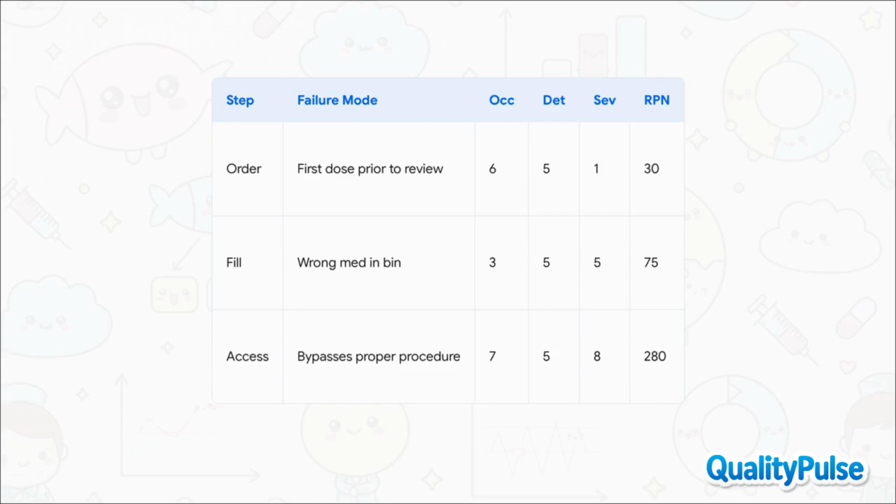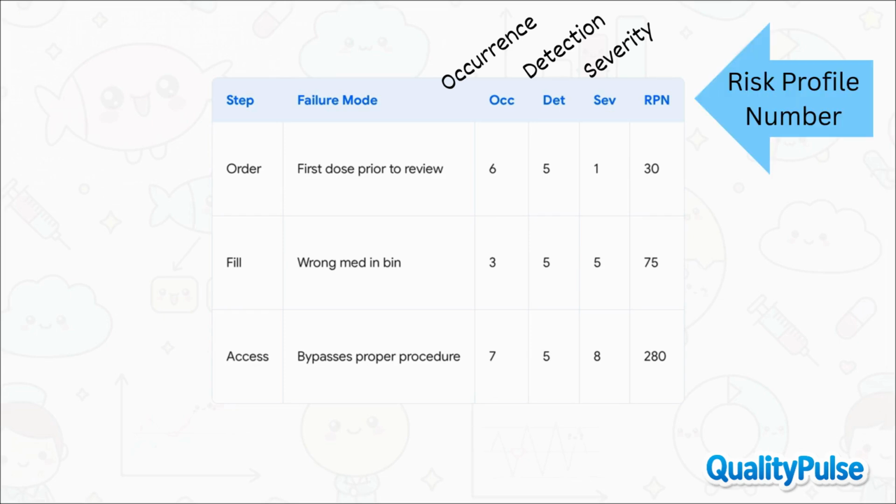Then they score 3 things on a scale from 1 to 10: the severity of the harm, the likelihood it'll occur, and how hard it is to detect. You multiply those 3 numbers together, and boom, you get the risk priority number, or RPN. A high RPN, like the 300 we see for medications given prior to a pharmacist review, basically screams for immediate systemic intervention. It gives you this brilliant mathematical clarity on exactly where your system is most vulnerable.